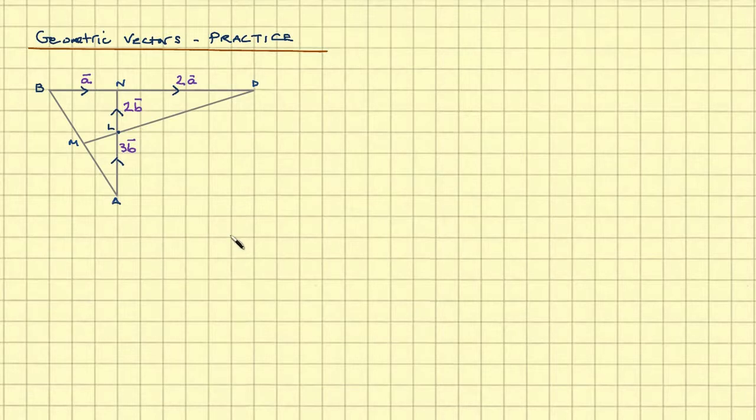Now what we're going to do is give ourselves a theorem. So the theorem will look like this. So show that M, L and D are collinear. So M, L and D are on the same line. Okay, again, time to pause the video and see if you can prove that theorem.